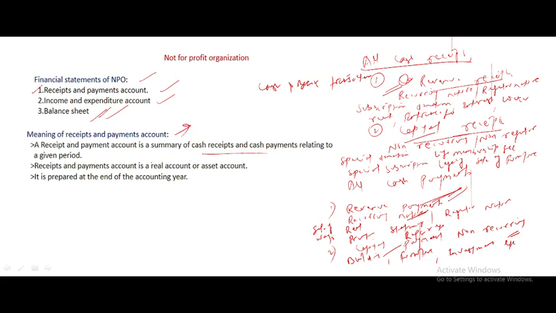Then receipts and payment account is a summary of all the cash transactions relating to a given period. Second, receipts and payment account includes all the cash transactions, so it is a real account or asset account. Third, receipts and payment account is a part of financial statement, so it is prepared at the end of the accounting year. Okay.